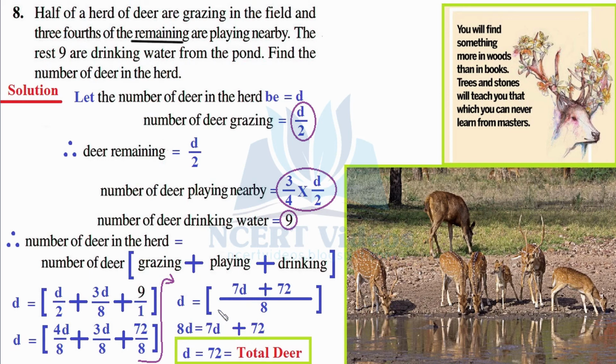7D can be transposed towards the left hand side. So 8D minus 7D, do it in your mind. No need to write all the steps. 8D minus 7D, when we transpose it, only D will be left because that will get subtracted. And on the right hand side, we are left with 72. So we have separated D successfully and its value came as 72, and we have assumed D as the number of deer in the herd, and that is what the question was asking us to find. Find the number of deer in the herd. So we wrote straight away that it is equal to the total deer. In this way, we straight away found the answer to this question.